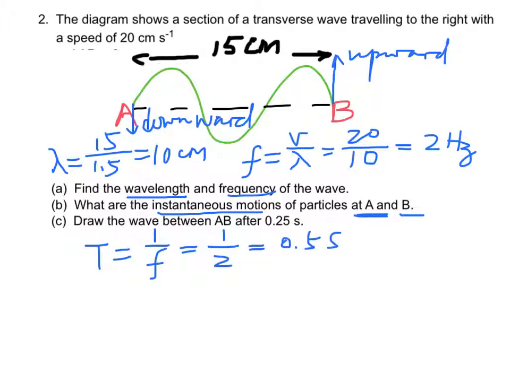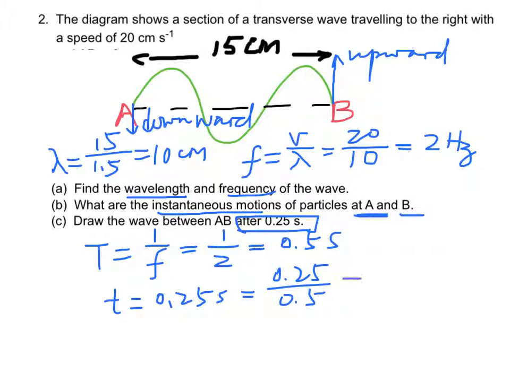For part C, after a time 0.25 seconds means 0.25 over 0.5 period, equal to half period's time. After 0.25 seconds or half period's time, the new wave train along AB will become the red one.